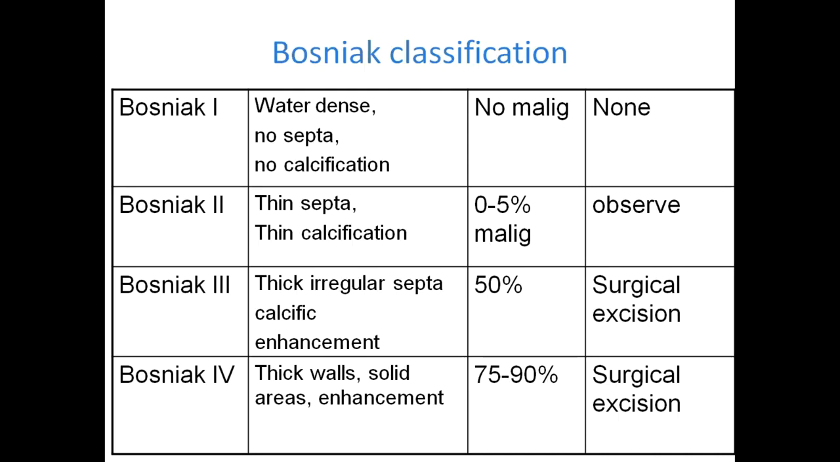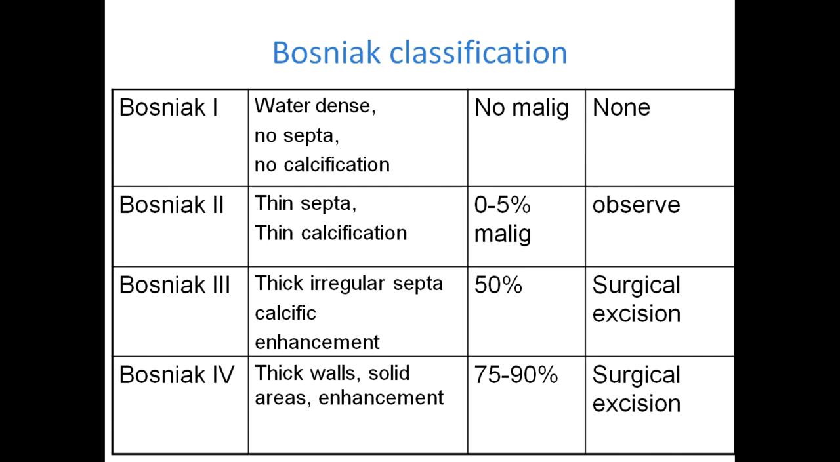Whereas in type 4, which is actually a malignant cyst with degeneration, we have a very thick wall, solid areas, and even contrast enhancement on the CT scan, and the chance of malignancy is almost 100%, and again it requires a nephrectomy. So these are the 4 types of cysts as per the Bosniak classification: type 1, type 2, type 3, and type 4.